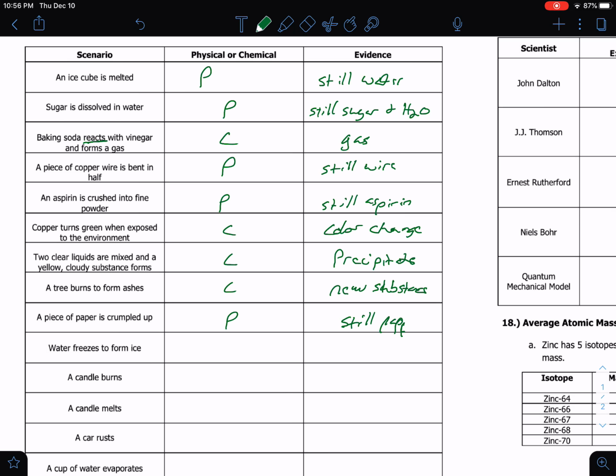Sorry, it's kind of hard writing on this because I can't touch it with my hand, because otherwise it tries to change the photo.